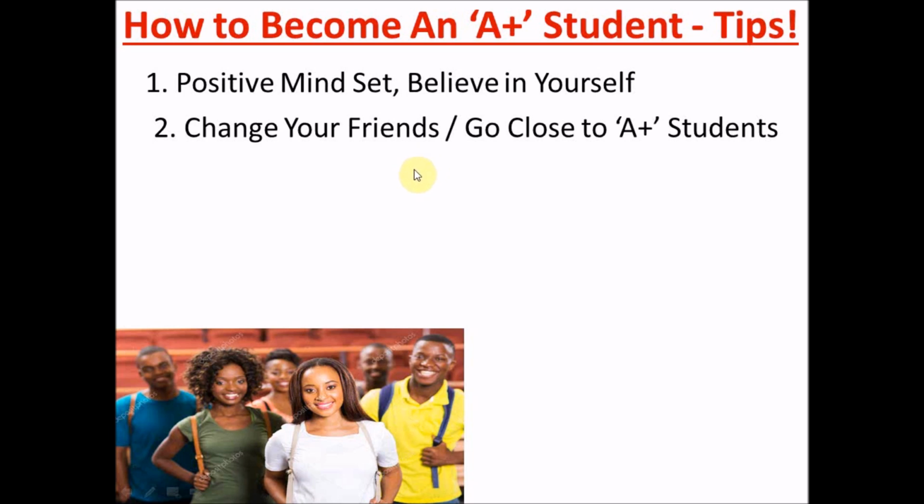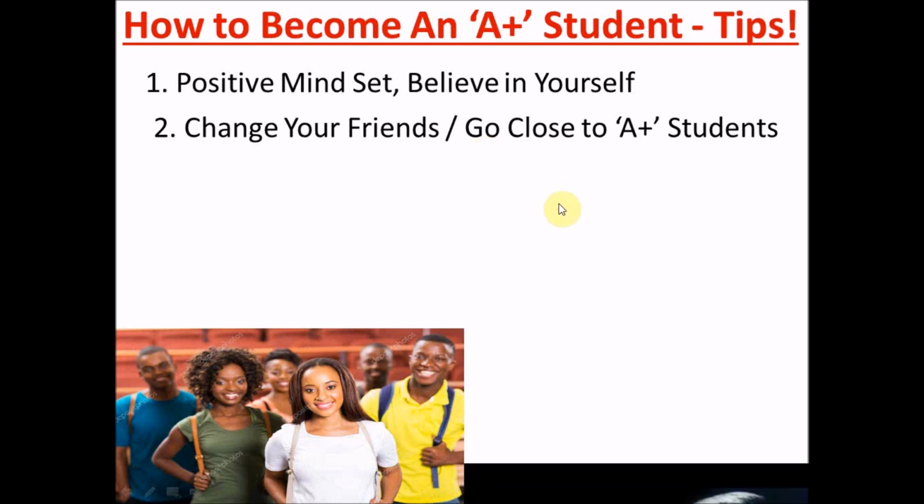You need to change, drop those unserious friends. Are you getting me? Not dropping like hating them or whatever. They are still your friends, but when you know you need to get serious, you need to get the work done, you need people to encourage you. Are you getting my point? So change your friends, go close to what? A plus students. All right.